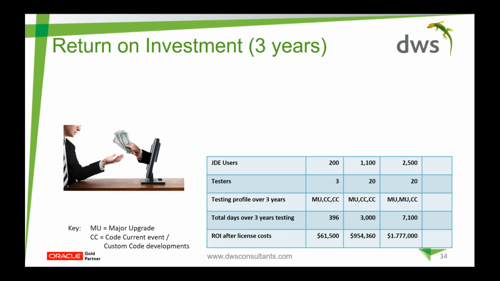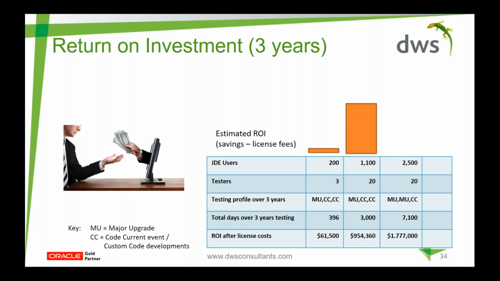Third customer scenario had 2,500 users and again 20 testers. Now, they had a slightly more complex environment, in that the major upgrade they were embarking on was actually going to spill well over into a second year, thereby increasing their testing burden. We estimated that they're going to spend something like 7,100 days testing over a 3-year period. And this customer is going to save in the region of $1.8 million over a 3-year period.